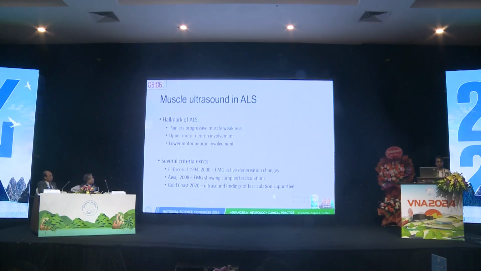So that has simplified things, moving away from the LS Coriel and Awaji criteria. Now, rather than relying on EMG, the idea is to try and diagnose patients with MND or ALS much quicker. The hallmark is progressive weakness that is painless, with upper and lower motor neuron involvement. Whilst the previous criteria did not talk about ultrasound, the Gold Coast criteria does include muscle ultrasound as supporting the diagnosis, especially when you see fasciculation, which represents lower motor neuron findings.